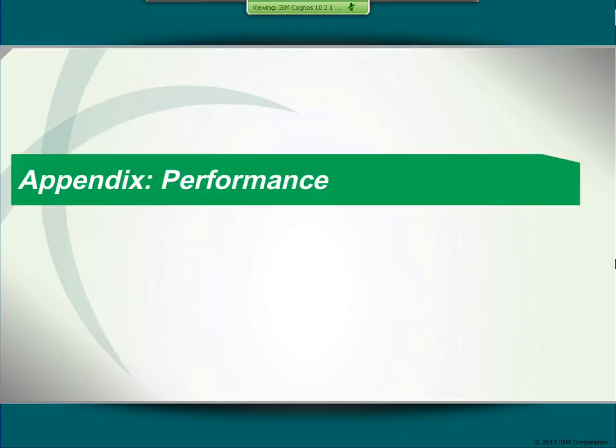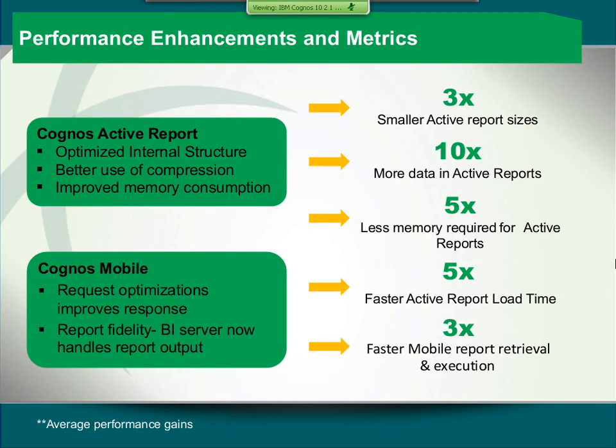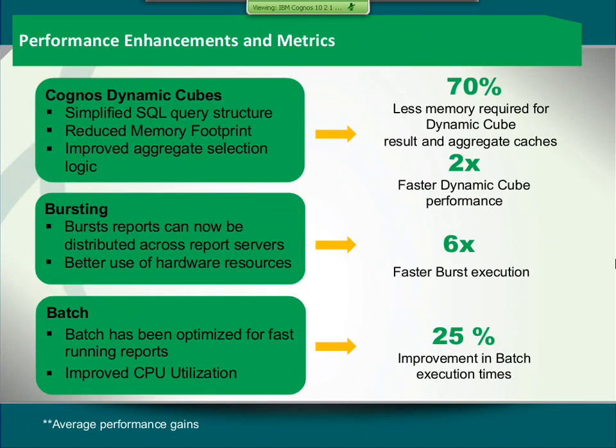So at this point, that will conclude what we're going to talk about. We do have some performance improvements, but I believe we weren't going to cover these, but I guess we will real quick here. So this just shows you a few more of the metrics. So we have 3 times, 10 times, depending on what it is, with your active reports. We also have improvements with your metrics of your Cognos dynamic cubes, your bursting, your batch. These are things that we talked about earlier. And your disk I/O, Cognos dynamic query, and your platform overhead.